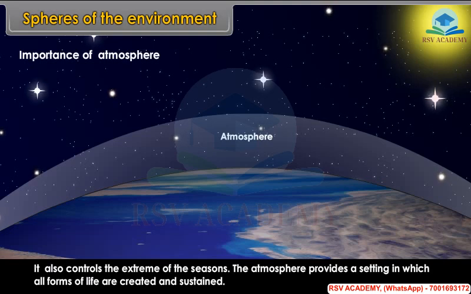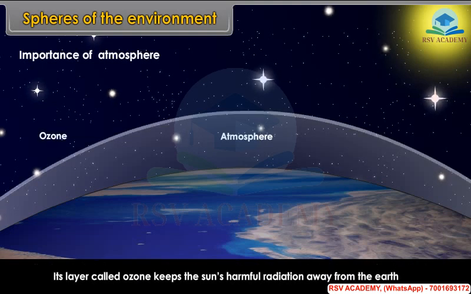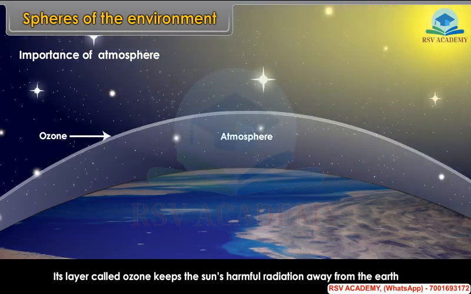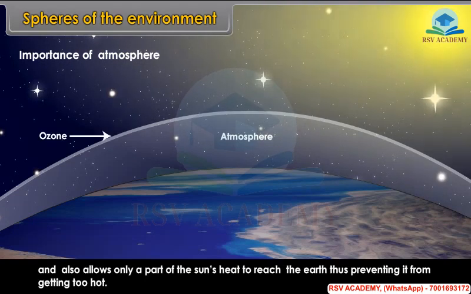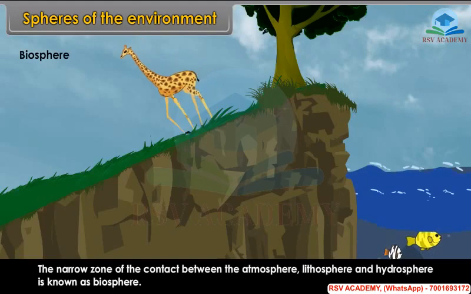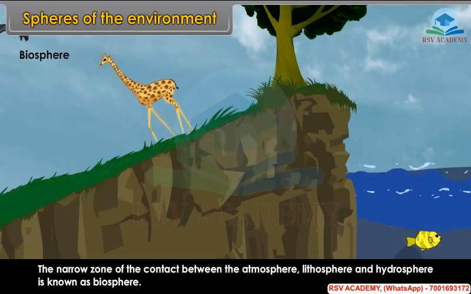Its layer, called ozone, keeps the sun's harmful radiation away from the earth and also allows only a part of the sun's heat to reach the earth, thus preventing it from getting too hot. Biosphere. The narrow zone of the contact between atmosphere, lithosphere and hydrosphere is known as biosphere.